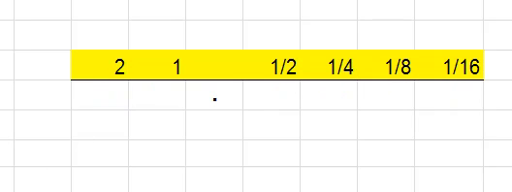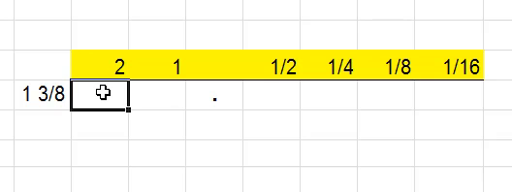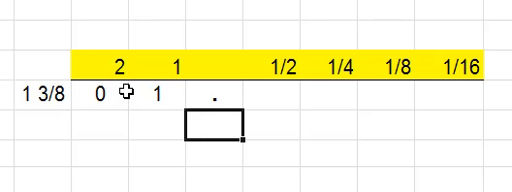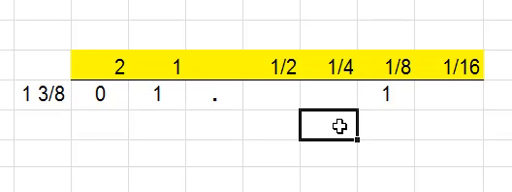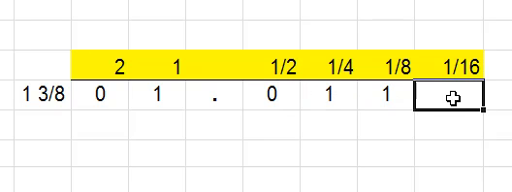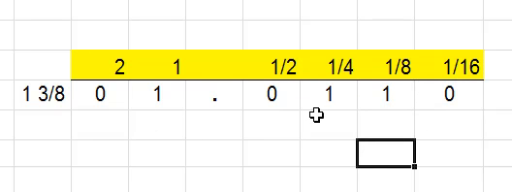Another example. I'm going to go for 1 3/8. So here we go. 0, 1. So we now have a 1 represented, and we need 3/8. So let's get 1/8. And we need 2 more 8s. So where can we pick up 2 more 8s? Well, 1/4 is 2/8. 4 goes into 8 twice. 2 times 1 is 2, so that's 2/8. 2/8 and 1/8 is 3/8. So I put a 0 in here and a 0 in here. So I have 1 and 3/8, and that's how it's represented.